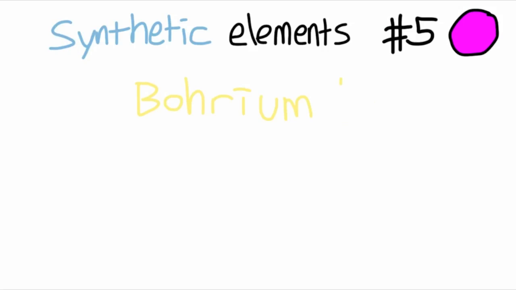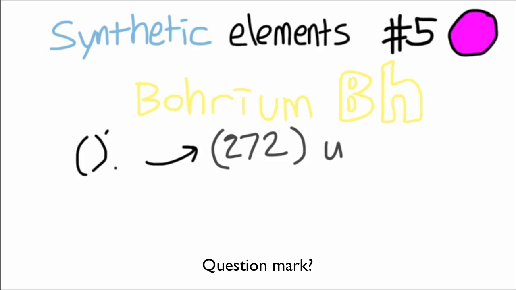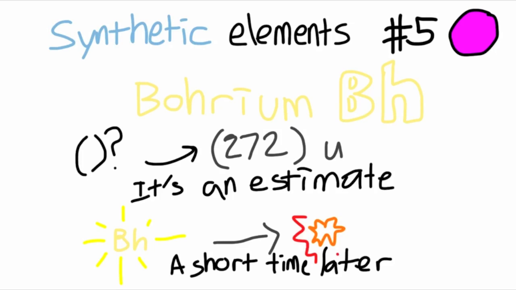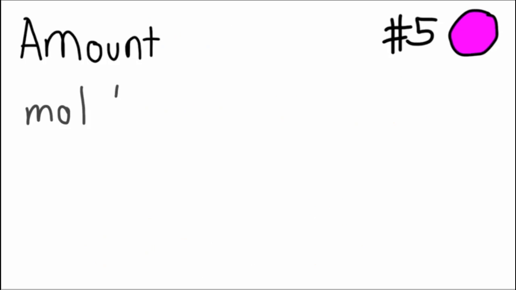If you look at synthetic elements on a periodic table, you can tell that their masses are just whole numbers, but they have parentheses around them, because they're so unstable we don't have enough time to measure their mass. So finally we reach amount.